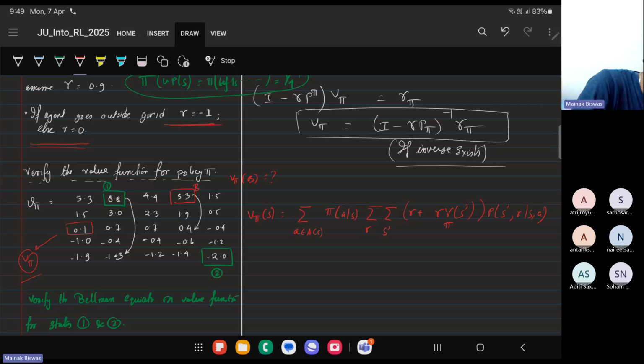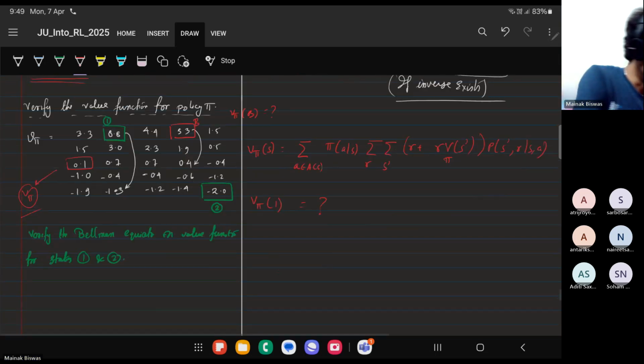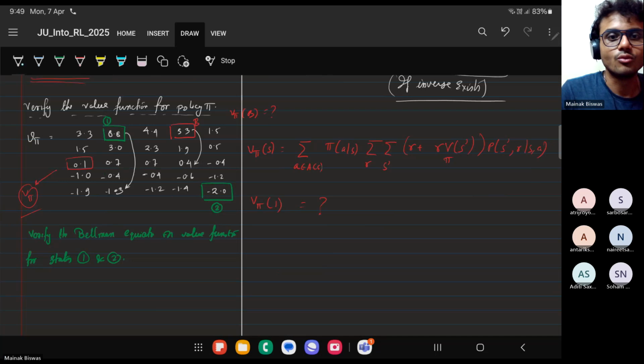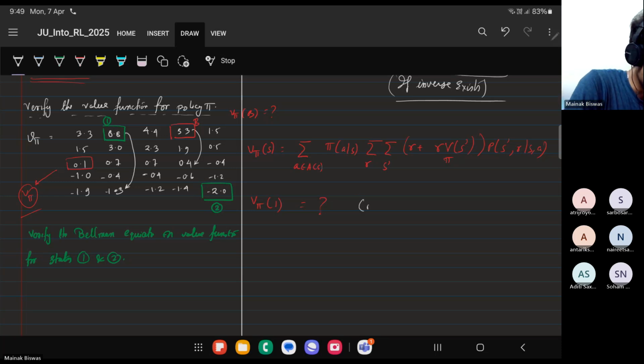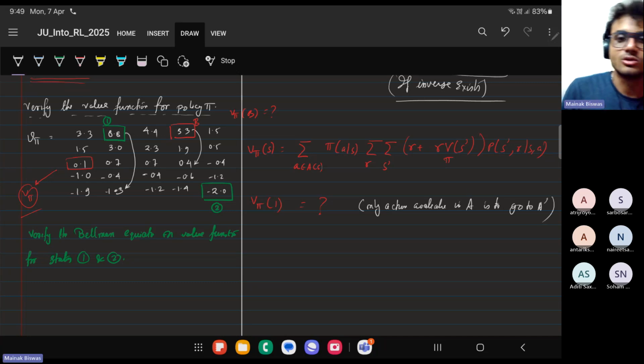Now I am told to find V pi of 1 equal to question mark. Now tell me, what is the action that I have here? What is the only action that I have in state 1? Any action I choose, where will I end up going? The only action available in A is to go to A prime. Yes or no? Any questions?